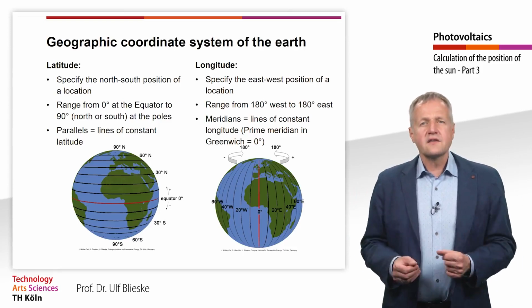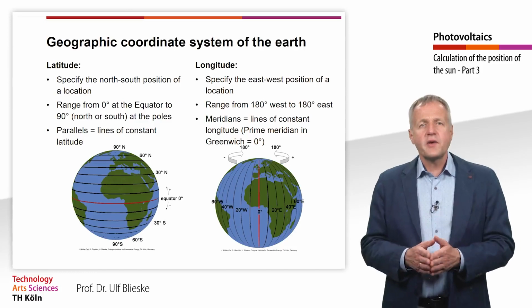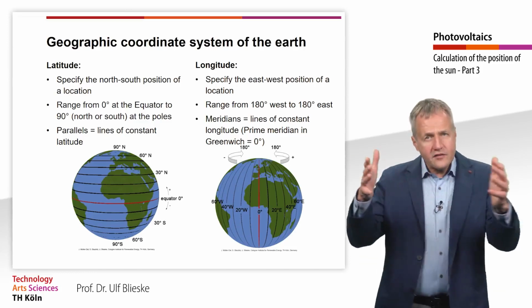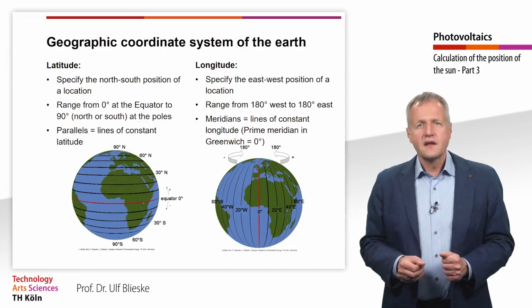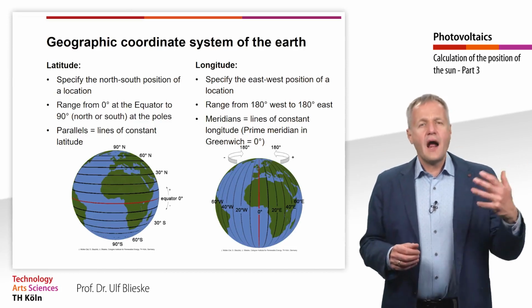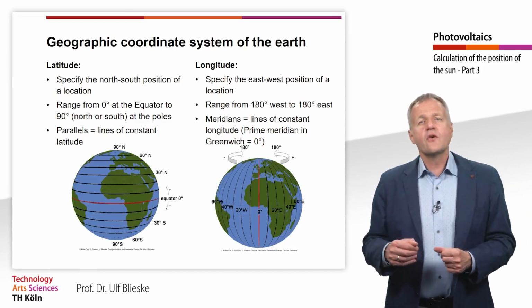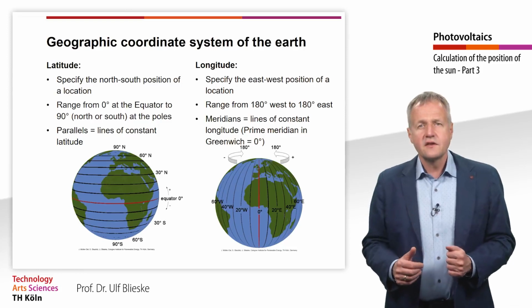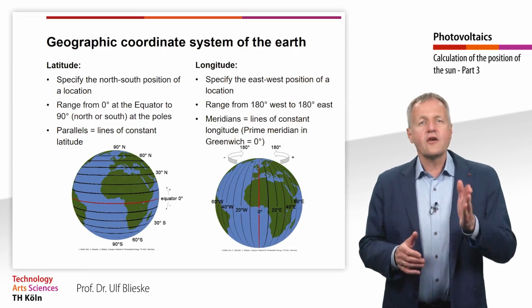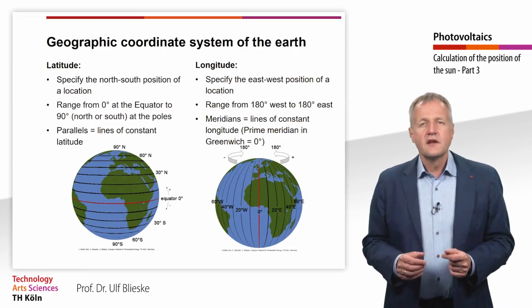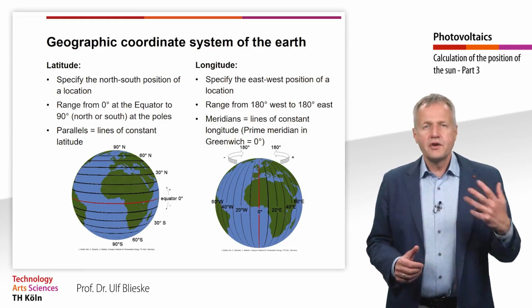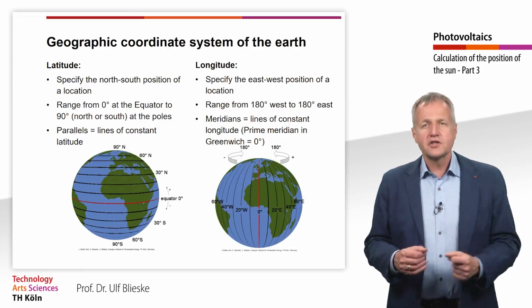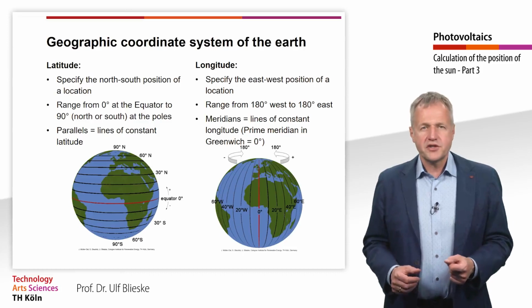On the other hand, the longitudes are specifying the east-west position of a location. They range from 180 degree west to 180 degree east. Meridians are lines of constant longitude. The prime meridian of 0 degree is located in Greenwich, near London, in Great Britain.